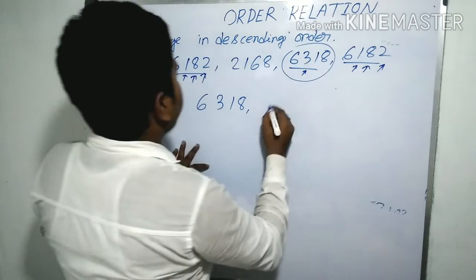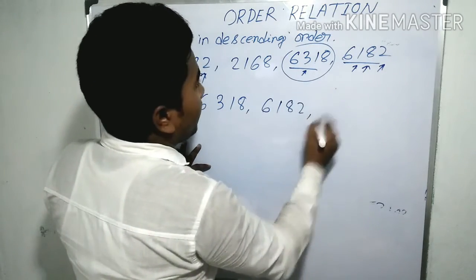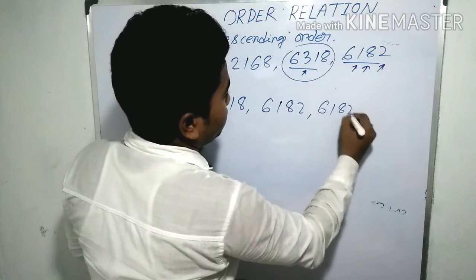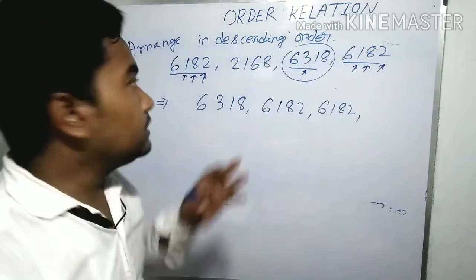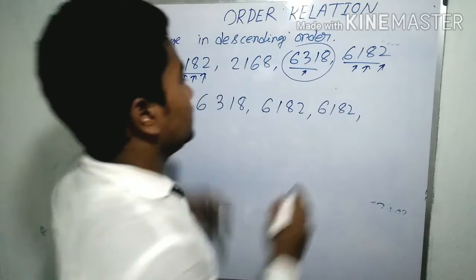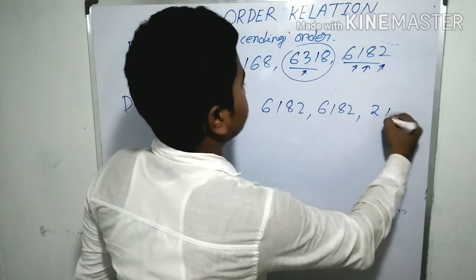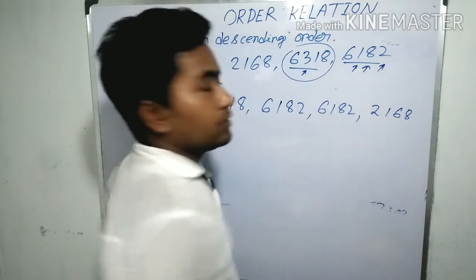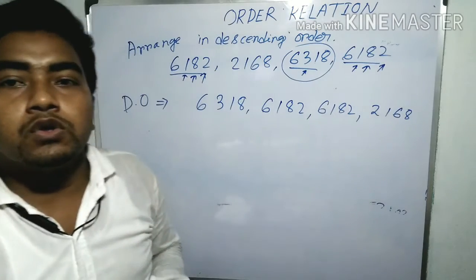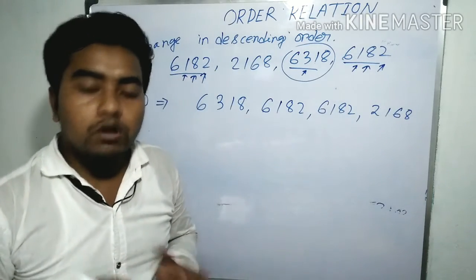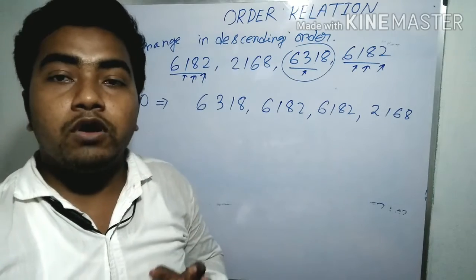So we will write 6182 and this also 6182, and another number is left, that is this number. This number will be the smallest number, 2068. Understood? So in this way we will solve the problems of order relation.